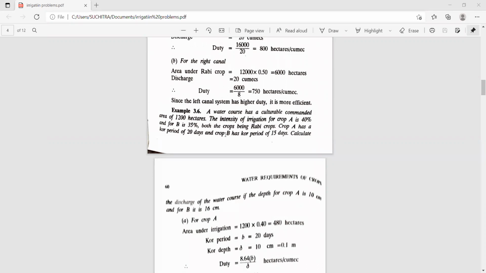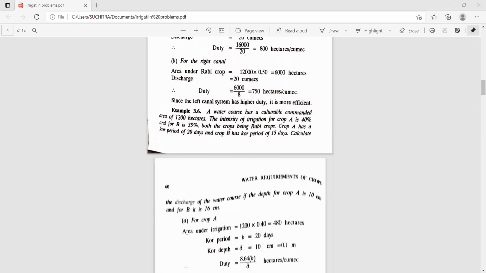Core period or core watering is nothing but the first watering that is supplied soon after the sowing of a particular crop, and the period in which the core watering is supplied is known as the core period. So now calculate the discharge of the watercourse if the depth for crop A is 10 centimeter and for crop B it is 16 centimeter. That is, the delta, the core depth, is given here.